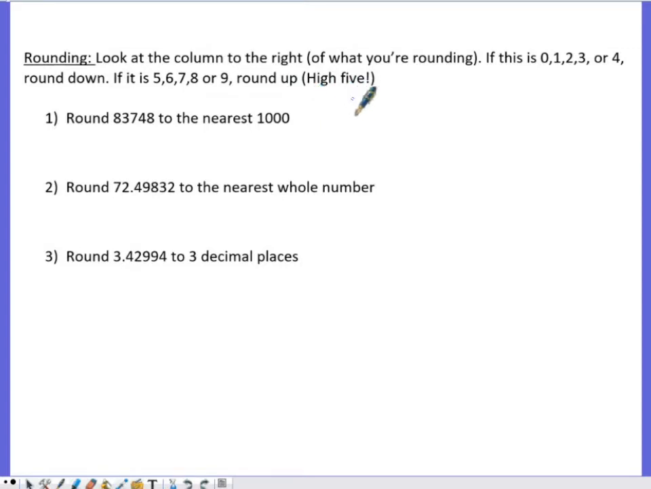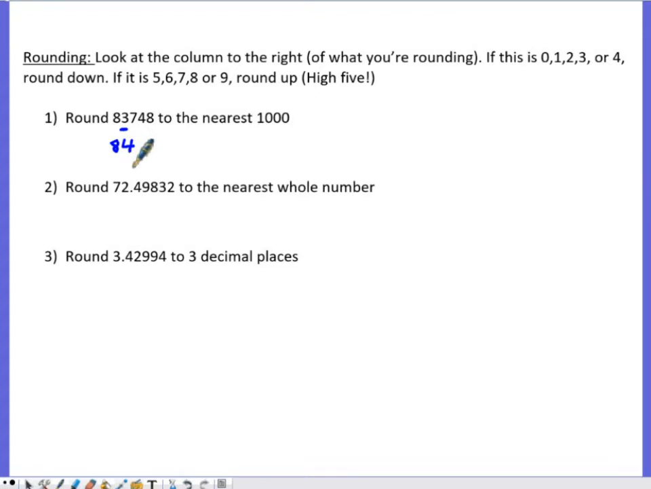For example 1, we're going to round this to the nearest thousand. The thousand column, well, that's the units, tens, hundreds, thousands. The thousand column is a 3. We're going to look to the right of the 3, which is a 7. That's going to tell us if we round up or down. Because 7 is a 5, 6, 7, 8 or 9, we're going to round up. So what we're going to do is say that 3 is going to get rounded up to a 4.